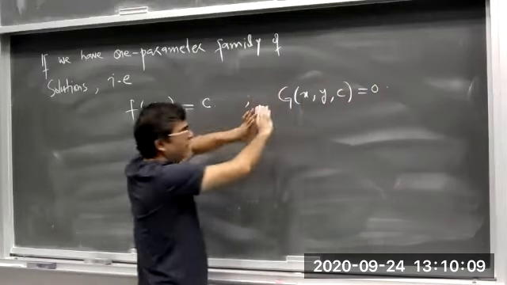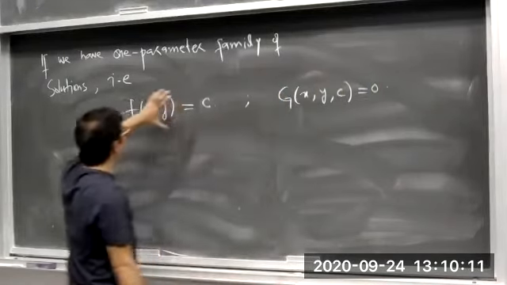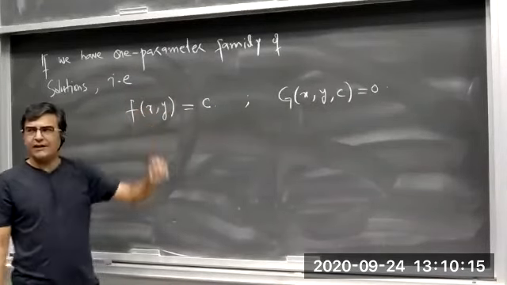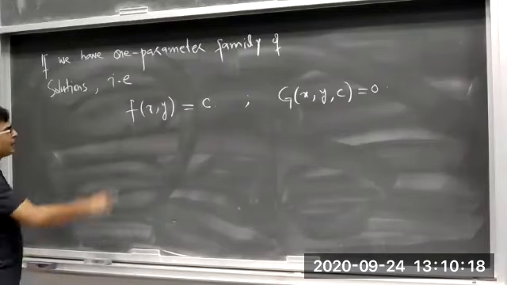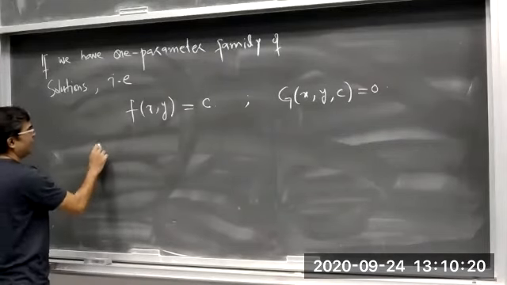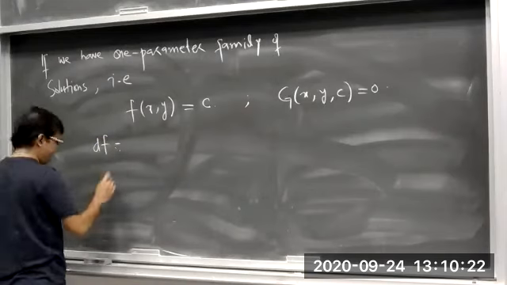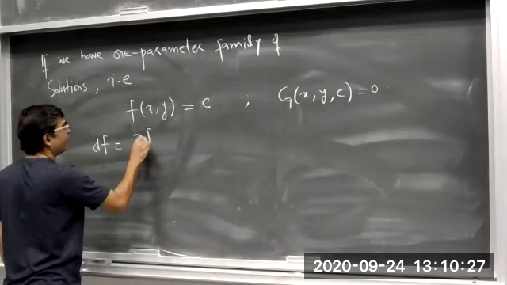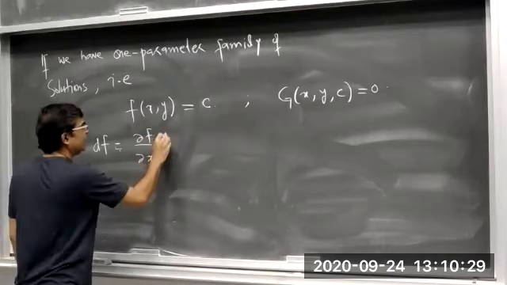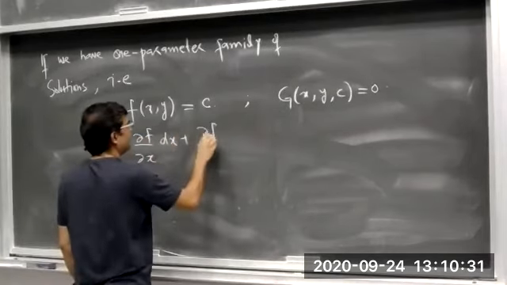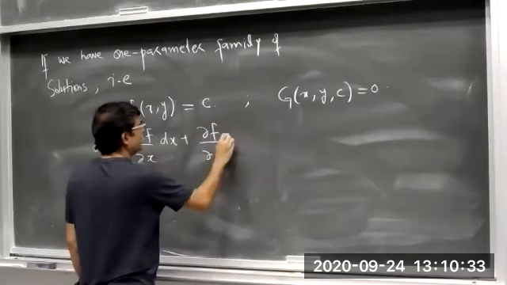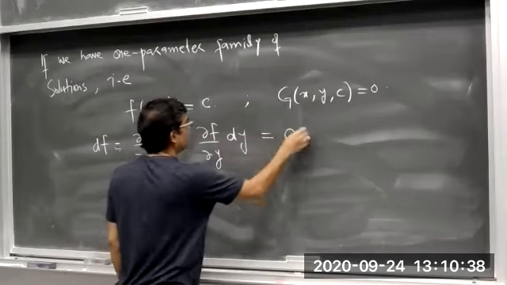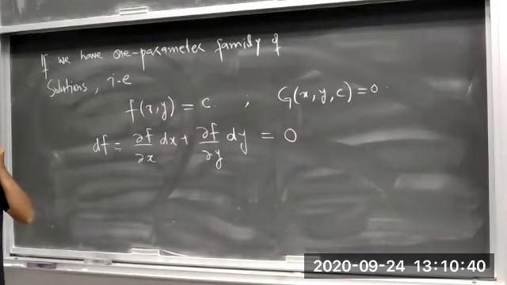This is also a one parameter family of solutions and we can also write that one parameter family of solution in this way. ठीक है, अब अगर आप इसका डिफरेंशियल लें तो df क्या होगा, df should be partial f over partial x dx plus partial f over partial y dy equal to कांस्टेंट है तो कांस्टेंट का डेरिवेटिव 0 हो गया.